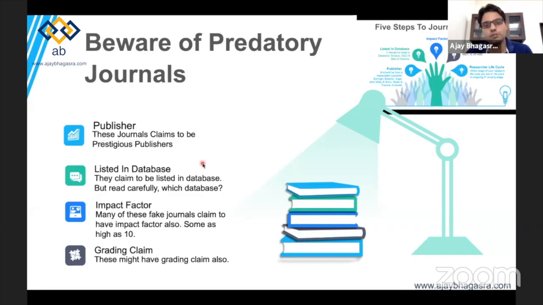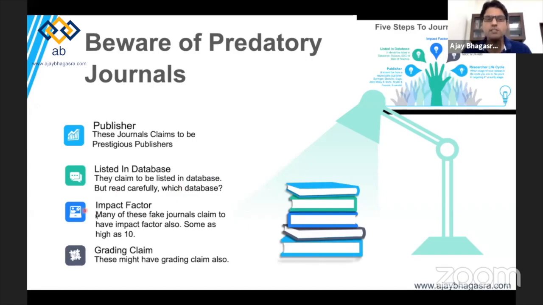You have to be a little bit conscious by yourself that when you are publishing in a journal, they are claiming that they come from a very prestigious publisher. You need to know who the prestigious publishers are. You don't need to get into their trap. You need to look at which database they are actually indexed in. Needless to say, if they are not in a prestigious database, you are in trouble. They are trying to fool you.